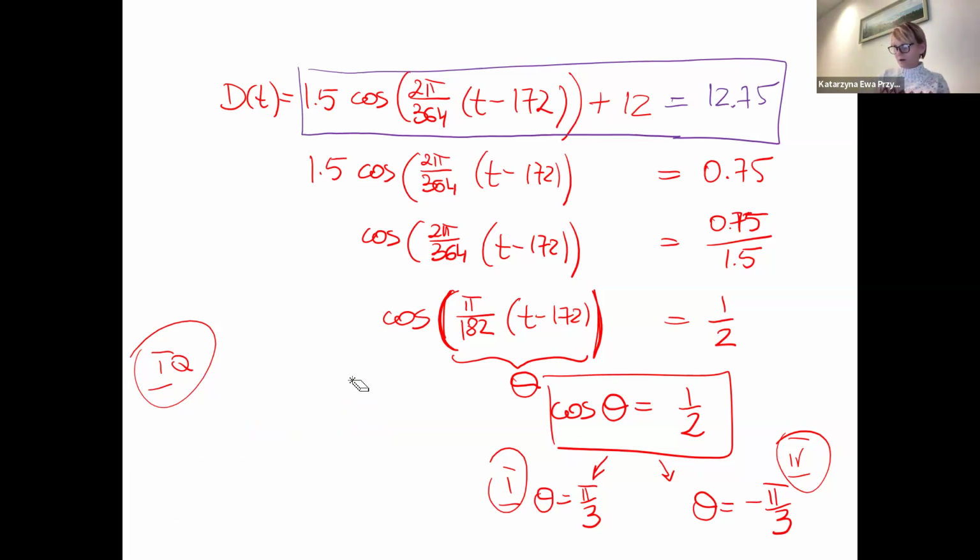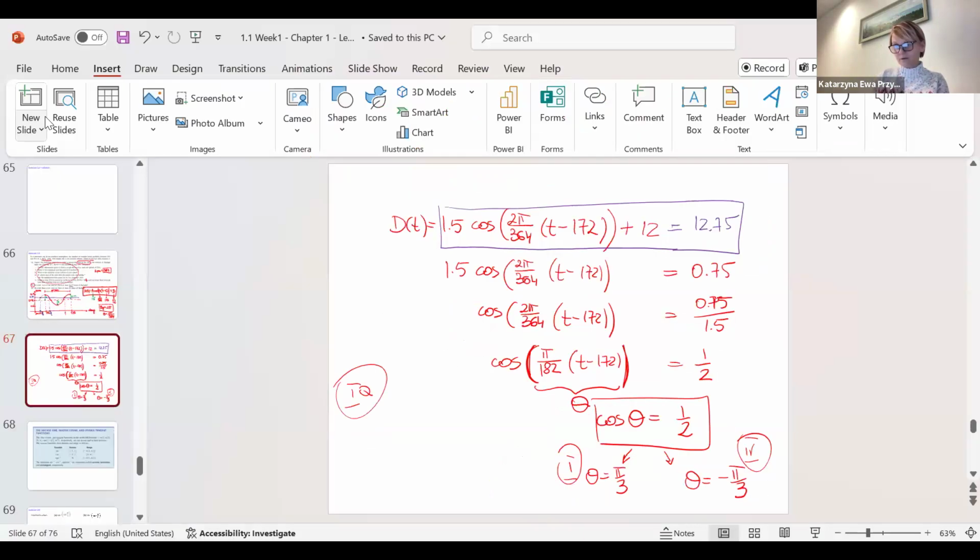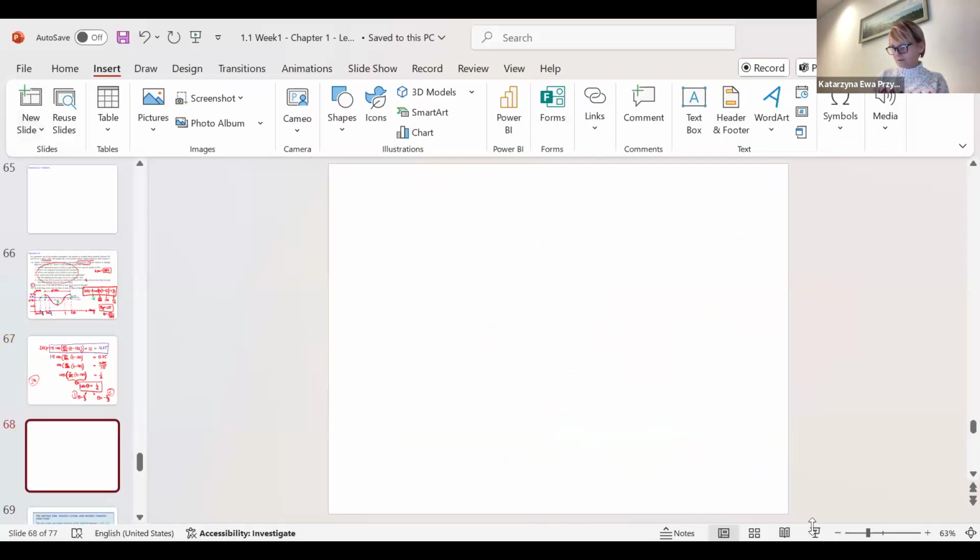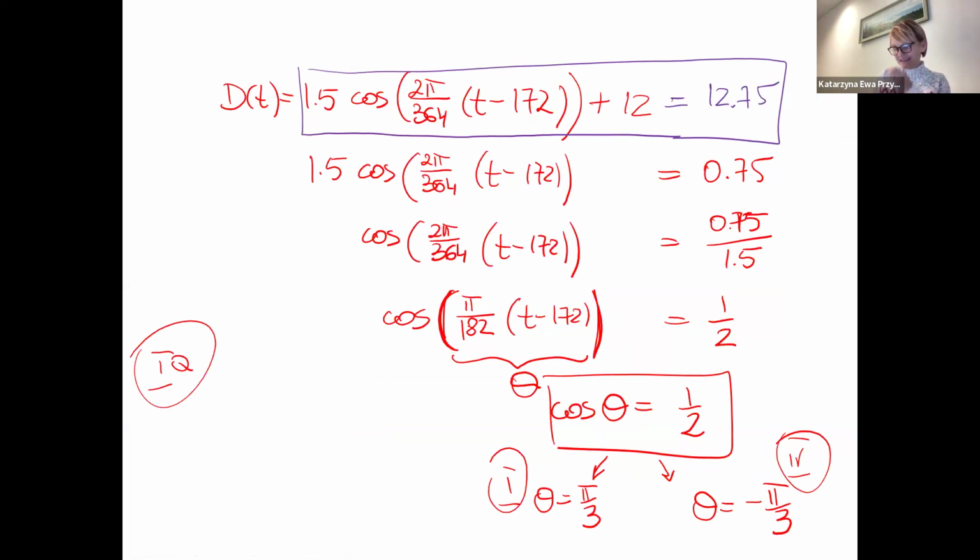I don't have room, but I can make room because I want you to be confident with this, just in case. Okay. That means theta, this is the entire theta. Theta is pi over 3 or negative pi over 3. Let's see what we will get. I just want to make sure that everything makes sense.